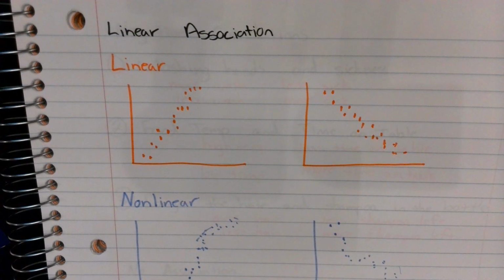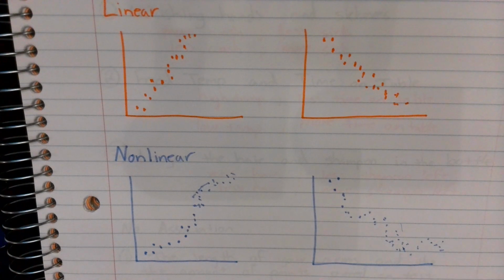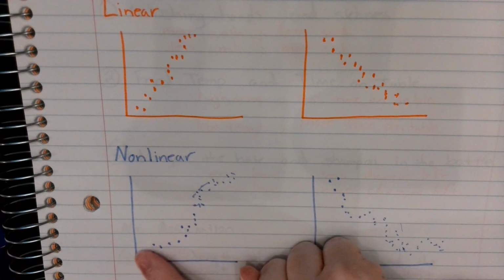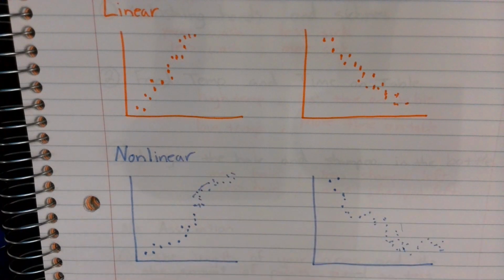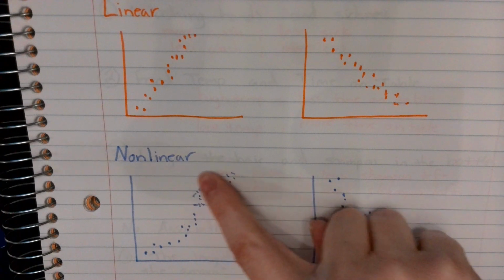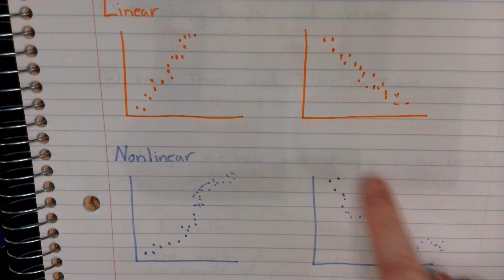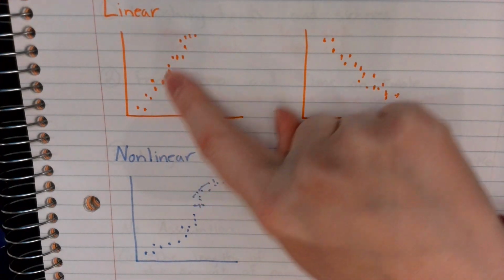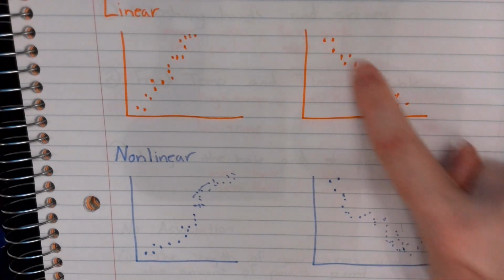Then you have nonlinear. Your nonlinear kind of looks like it has a little bit of a curve to it. That would be a nonlinear scatter plot. And it can be both positive, so this would be a positive nonlinear association. This one would be a negative nonlinear association. These ones would be positive linear and negative linear.